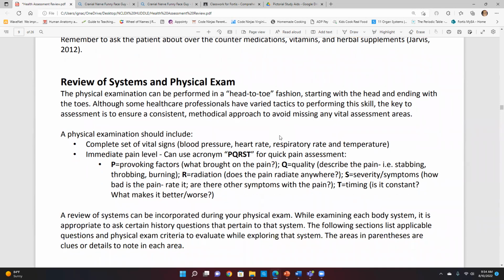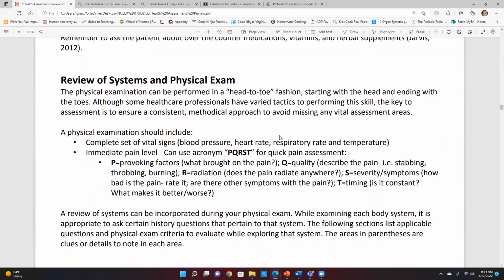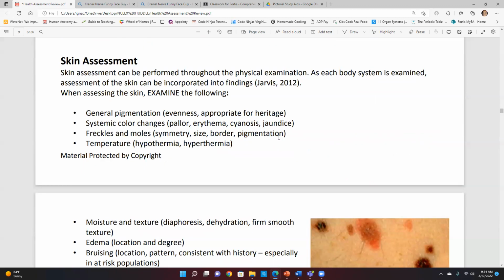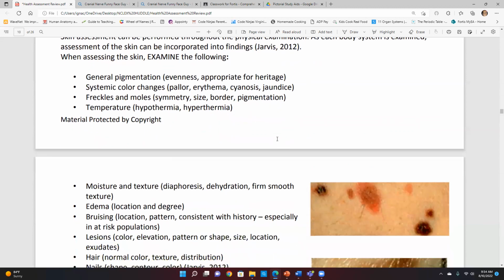Okay, so when we talk about the review of systems, right, we want to go into a head to toe fashion. So let's start with our skin. When we're assessing the skin, we're going to look for pigmentation. Is it appropriate for their ethnicity, right? We want to look for things like pallor, which is pale in color. Erythema is going to be some redness. Cyanosis is going to be bluing, associated with lack of oxygen. Jaundice, which is a yellowing of the skin or the sclera, which is going to indicate liver disease.